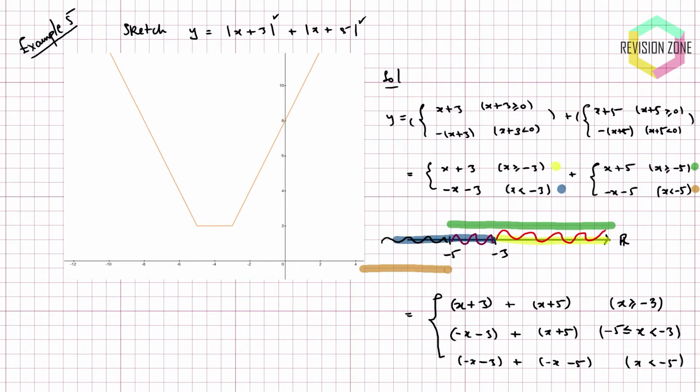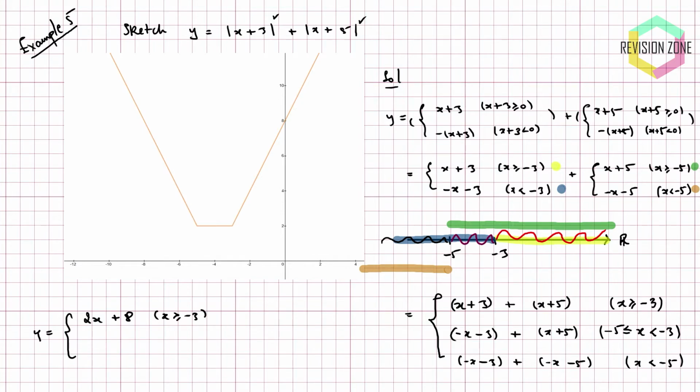So we've basically been able to write down our initial function in a form which is nice and piecewise. So perhaps all we need to do is just simplify this, and I can just rewrite that here. So of course, x plus x is actually going to give me 2x, and the 3 plus 5 is going to give me 8. So I'm going to have 2x plus 8, and that's valid for x being bigger than or equal to minus 3.